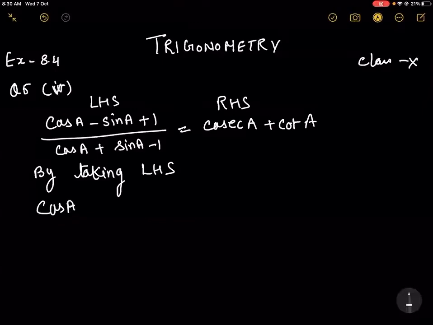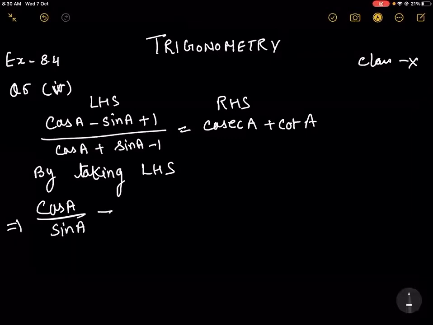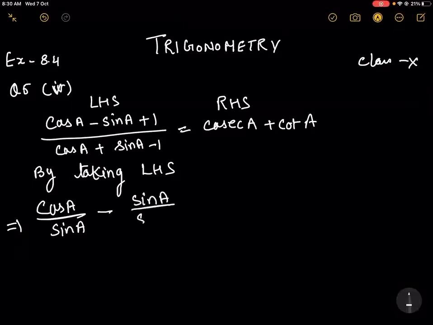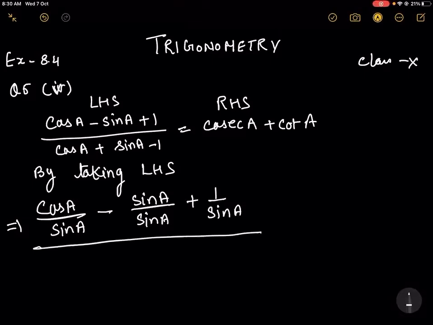Cos A upon sine A minus sine A upon sine A plus 1 upon sine A. Numerator and denominator both, I'm going to divide by sine A. Here you can write by dividing by sine A, numerator and denominator both.